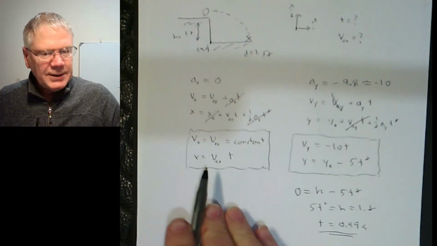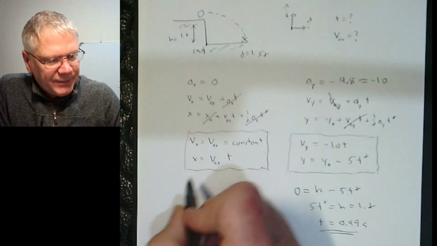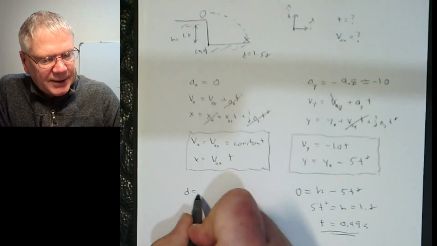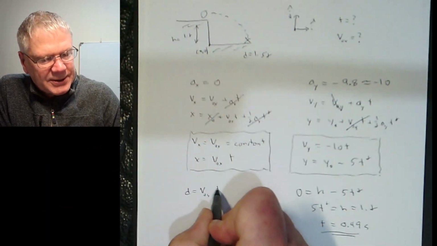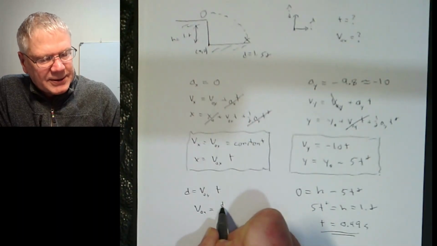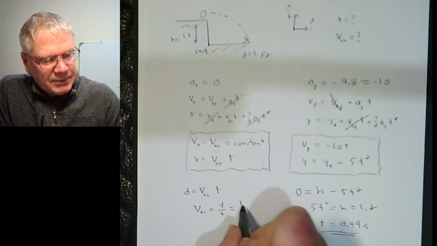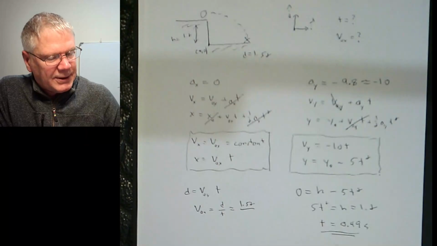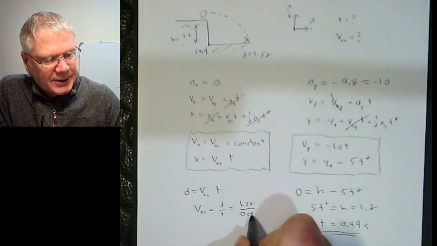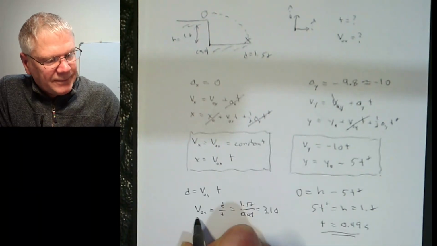Now I can come over here and look at the end point, and I have the distances when x is equal to d. I have v0x times t. I can find the initial x velocity is the distance over time, which is the distance it reached, 1.52, over the time, which is 0.49. And I get 3.10.